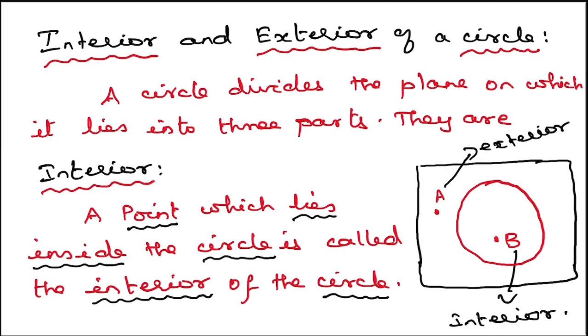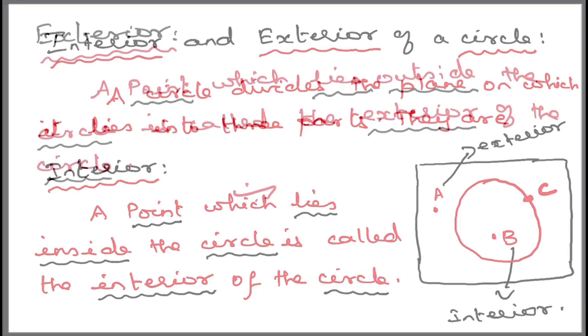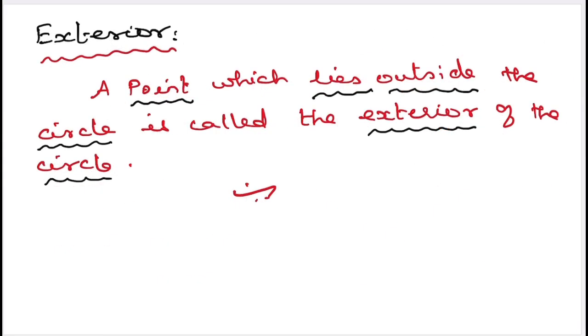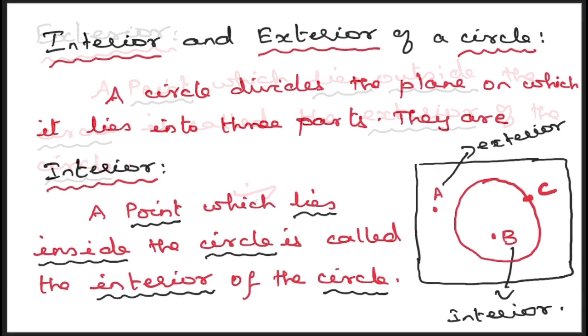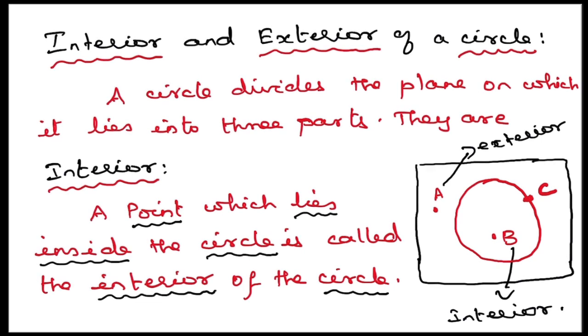Next, interior and exterior of a circle. A point which lies inside the circle is called the interior of the circle. If a point is inside a circle, that is called the interior of the circle. Here B lies in the interior of the circle. Next, exterior of a circle. A point which lies outside the circle is called the exterior of the circle. If a point is outside the circle, that is the exterior of the circle. Here A lies in the exterior of the circle. Here C lies on the circle.